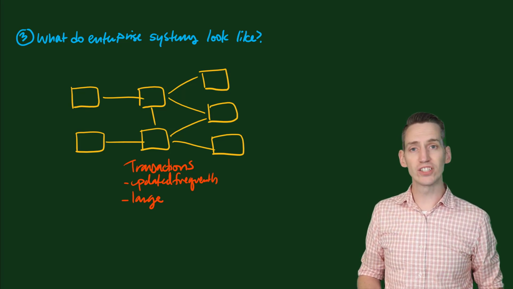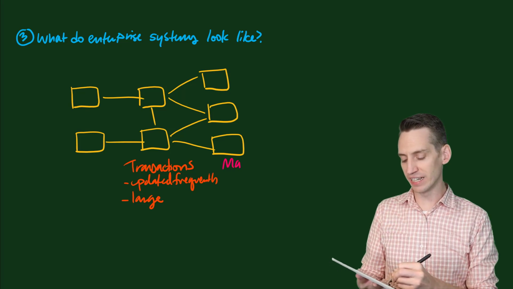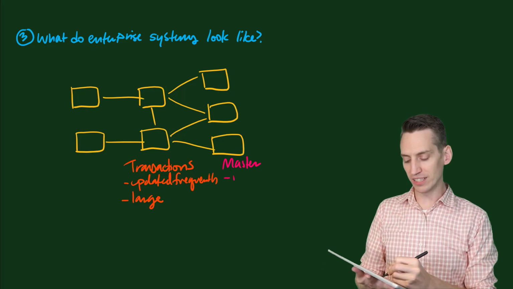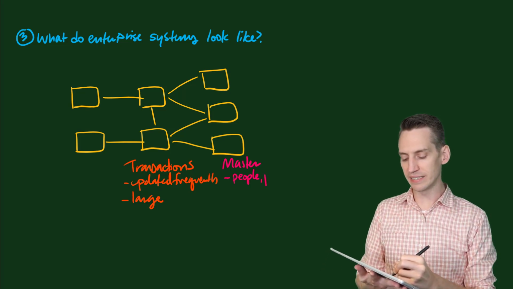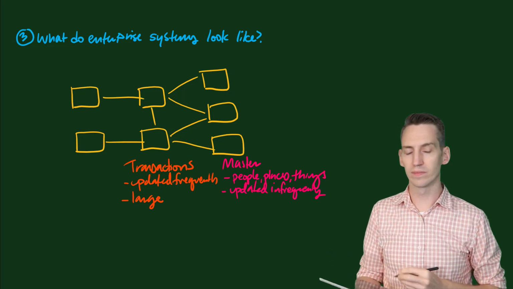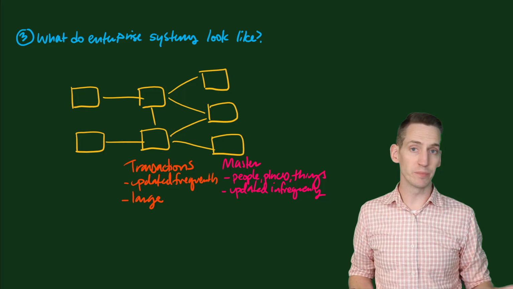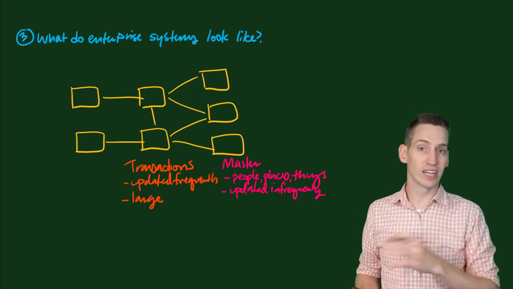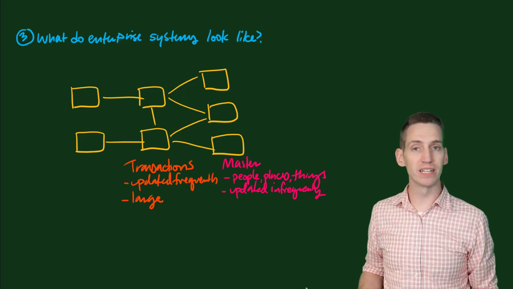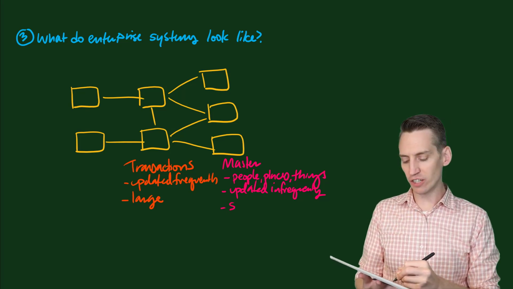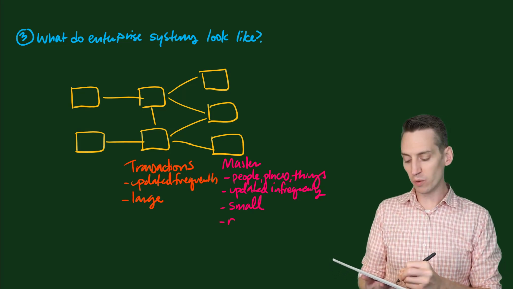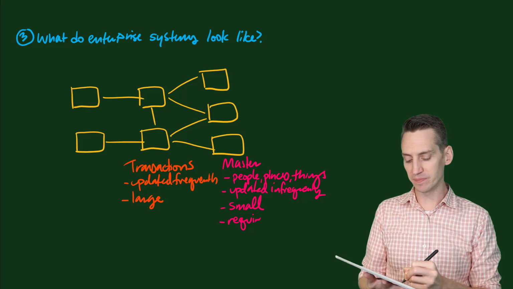In addition to transaction tables, we're also going to have master data tables. And master tables are generally describing objects, so things like people, places, and things. They're updated infrequently. So whereas a transaction would be updated each day, we're not going to change a customer's address, except maybe once every several months or years. These are generally smaller tables compared to transaction tables, and they are required for the transactions to take place.